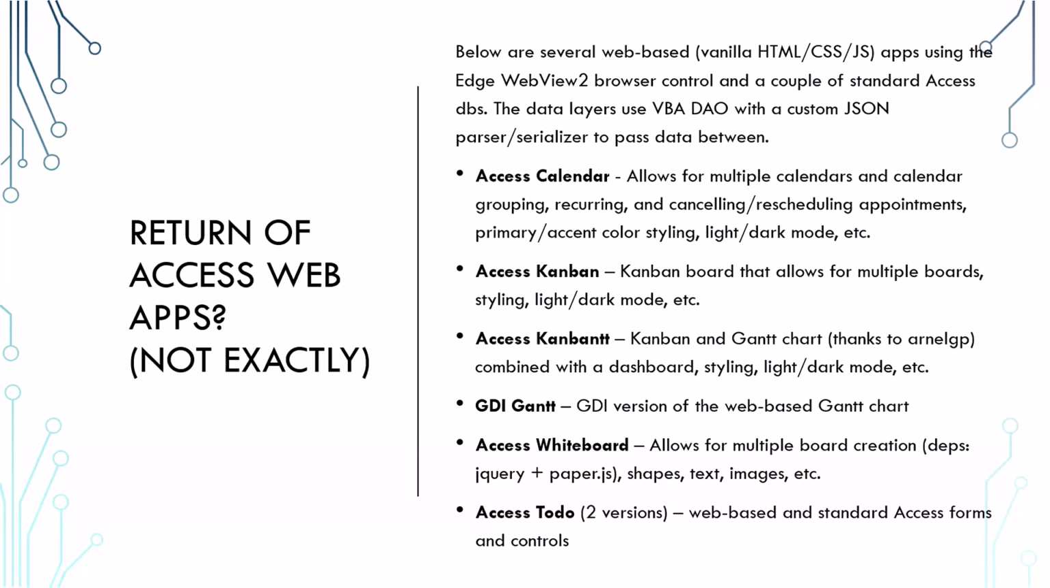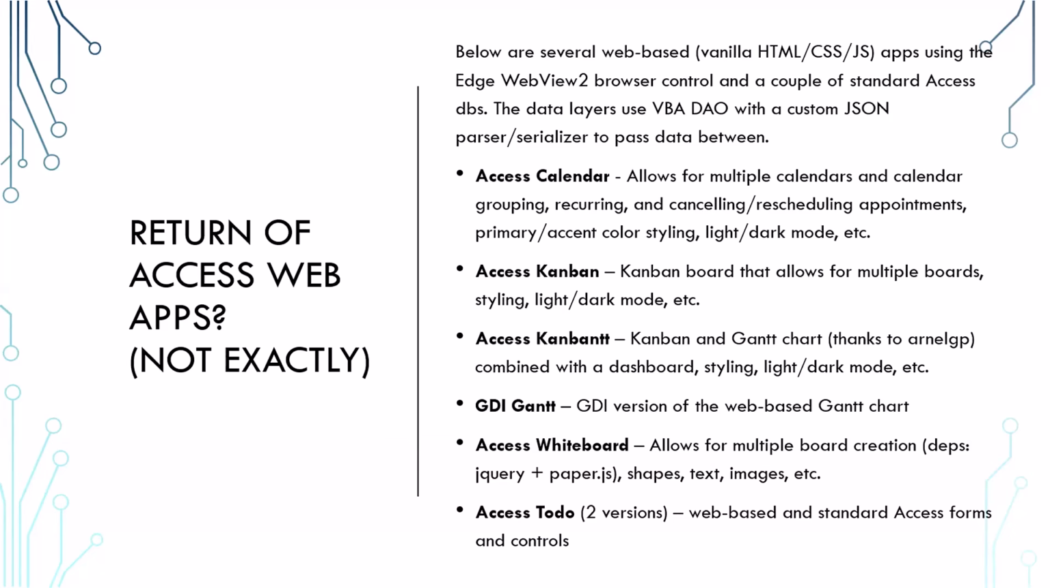So some of the web component apps that I've created are a calendar, a Kanban, a Kanbant, which is a Kanban and a Gantt chart combined, an Access whiteboard, and a web version of a to-do. The standard versions of Access that I have created were a simple to-do app and this GDI Gantt chart.